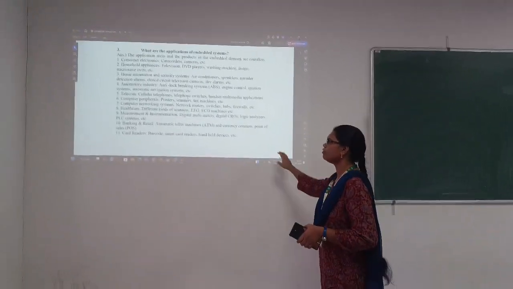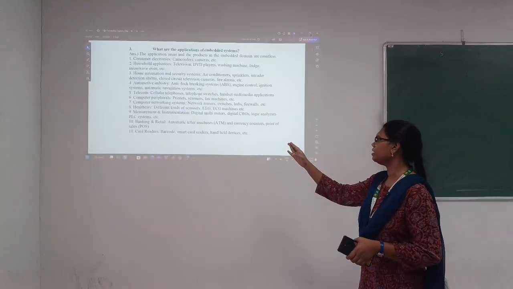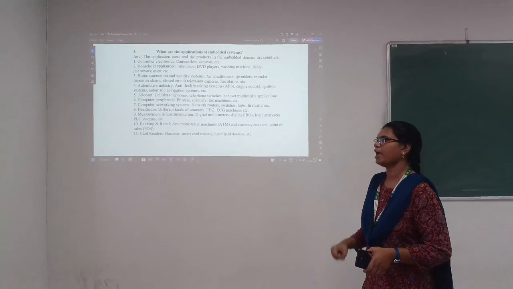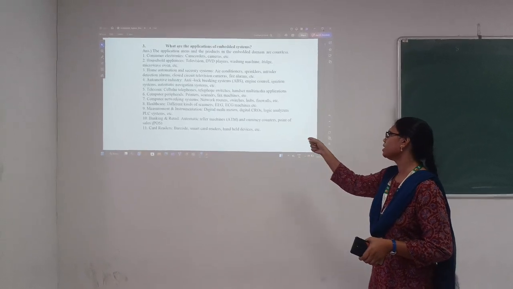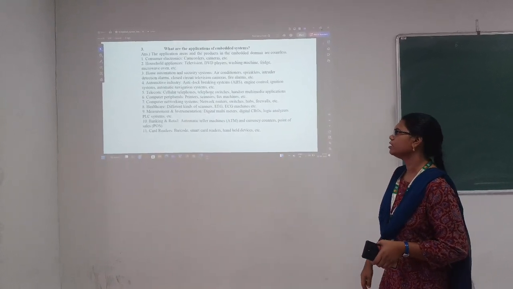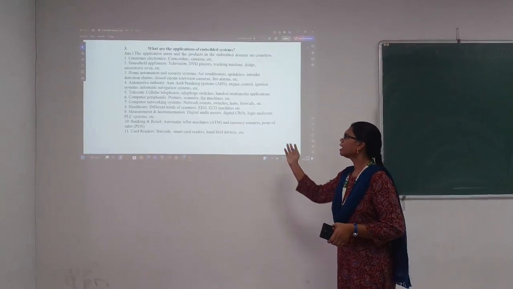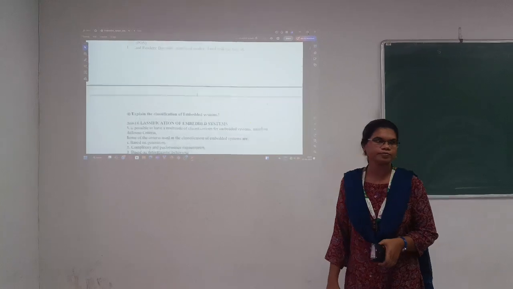And in the service sector also we will be using the embedded systems like in banking and retail, where we will be using as an application of ATMs, currency counter, point of sales. And the last one is card readers, where we will be using in RFIDs like barcode, smart code readers and handheld devices, etc.